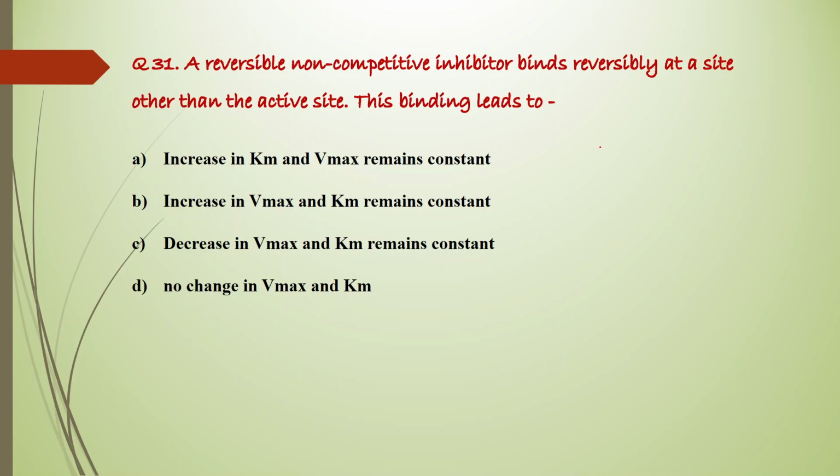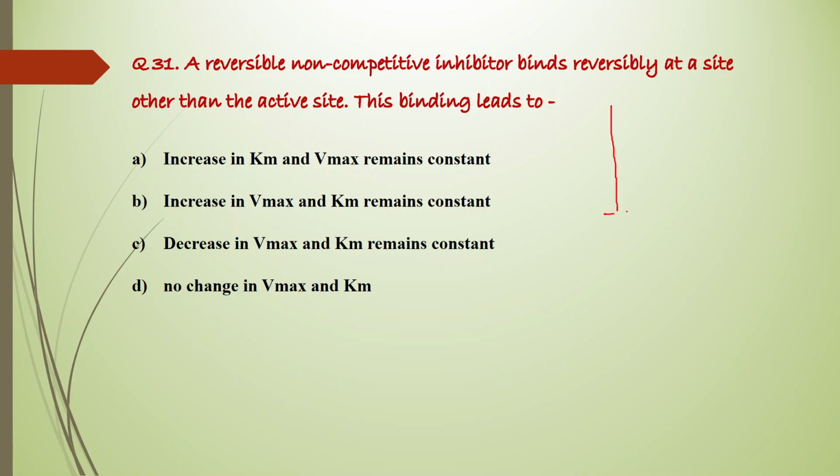Okay, these are very important questions. It states a reversible non-competitive inhibitor binds reversibly at a site other than the active site. This binding leads to what? It increases the Km and Vmax remains constant; it increases Vmax and Km remains constant; decrease in Vmax and Km remains constant; and no change in Vmax and Km. From which plot can you say that? First of all, this is competitive inhibition.